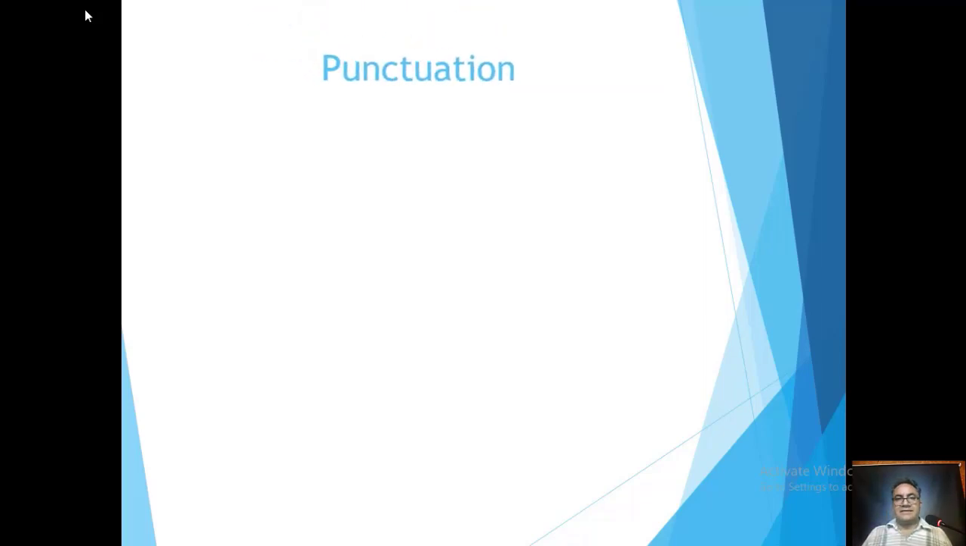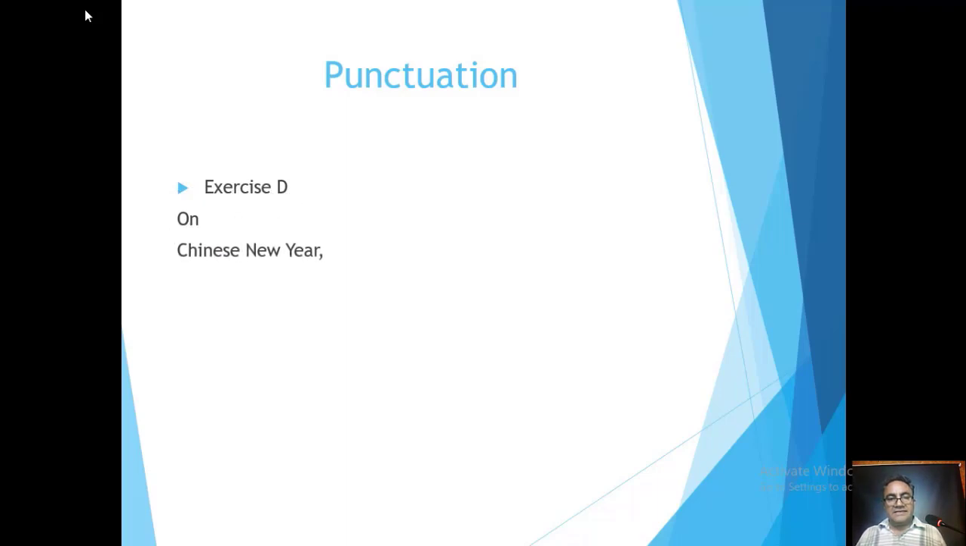Next exercise is related to punctuation. If you open your books on page 22, I will tell you where to make corrections. In the very first sentence, on the eve, "on" should be used with a capital O. Then we have the words Chinese New Year. Their first letters should be capital. And there should be a comma after Chinese New Year.